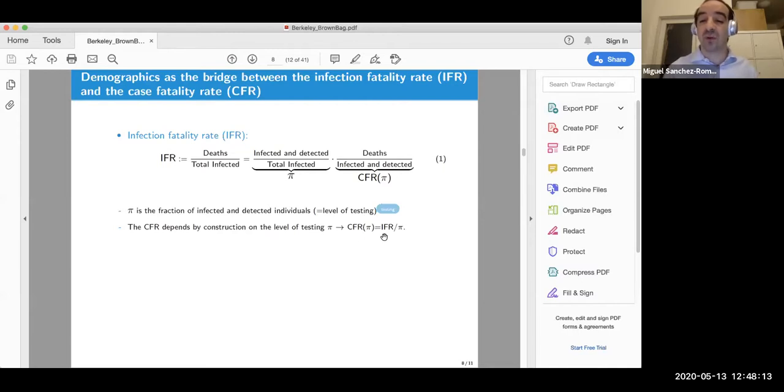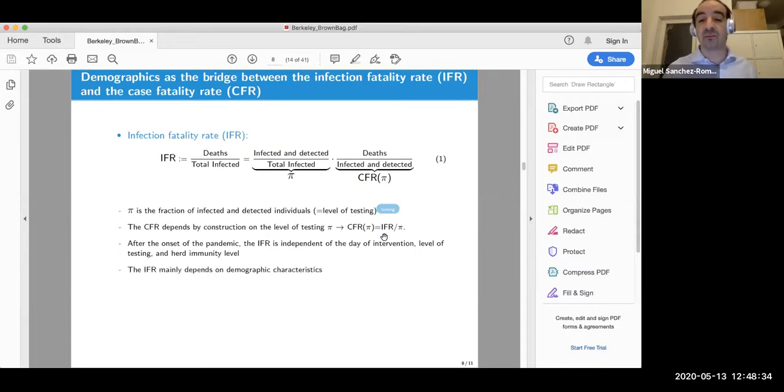Now, one of the important properties in this case, as we have shown, is that the infection fatality rate is in principle unique for each one of the countries, given the demographic characteristics. So this is a very important property because it doesn't depend on the non-pharmaceutical interventions. And the other property is that it just depends on the demographic characteristics. So this raises the convenience that as demographers, we can provide a lot of help to epidemiologists.